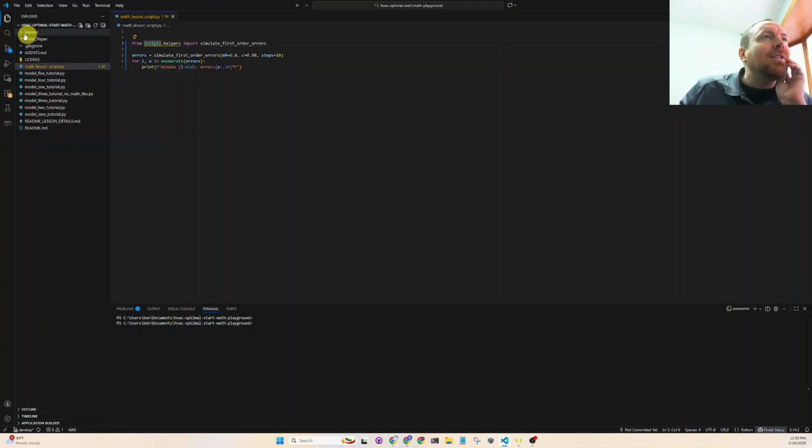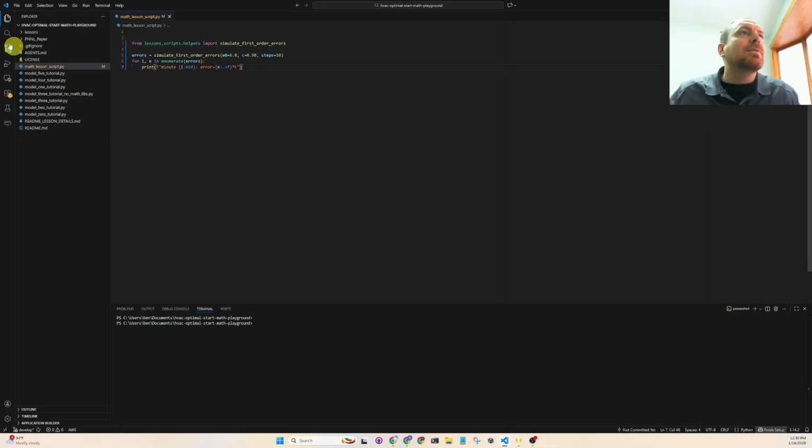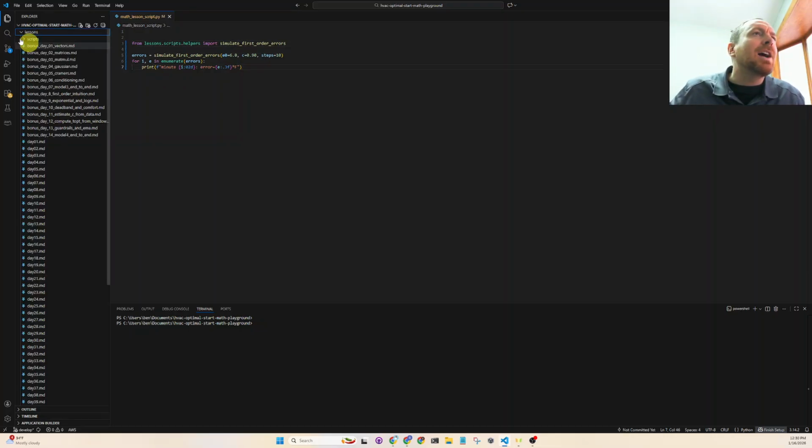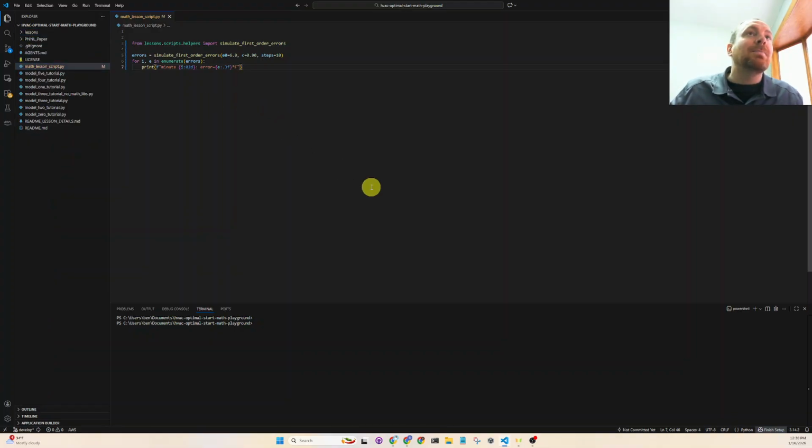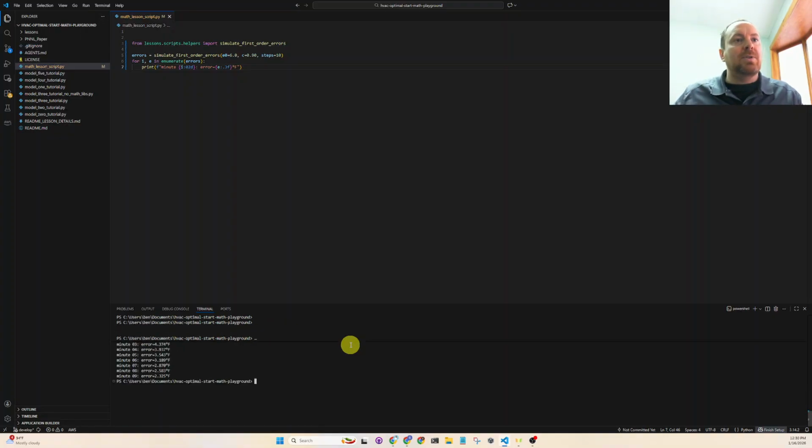So I think I also need to drill into the lessons there, because this is actually some AI-made helper scripts, which is kind of cool. So here we go. If we do Python math lesson script. All right, so what is this trying to do? It's trying to simulate first order errors.